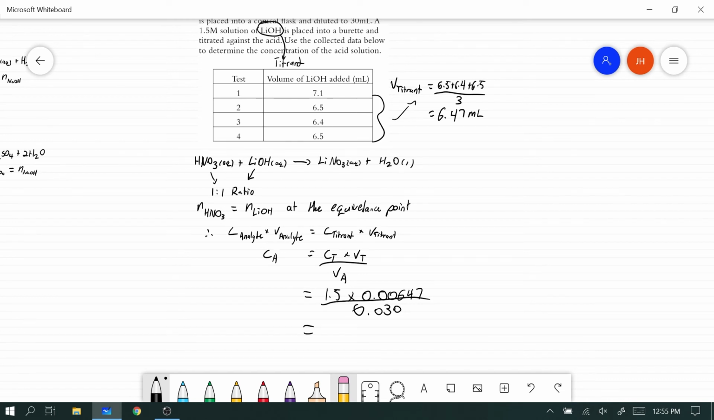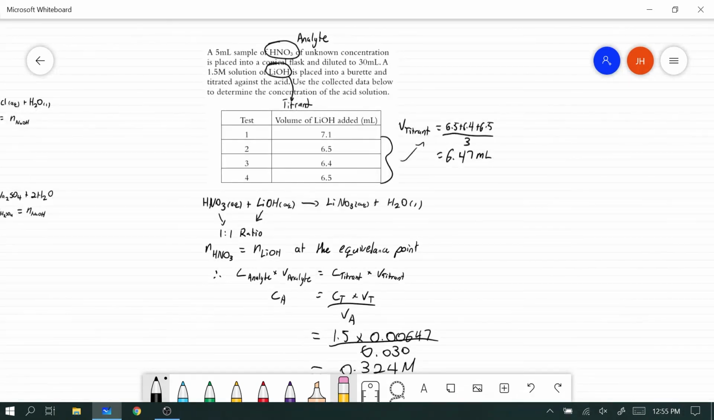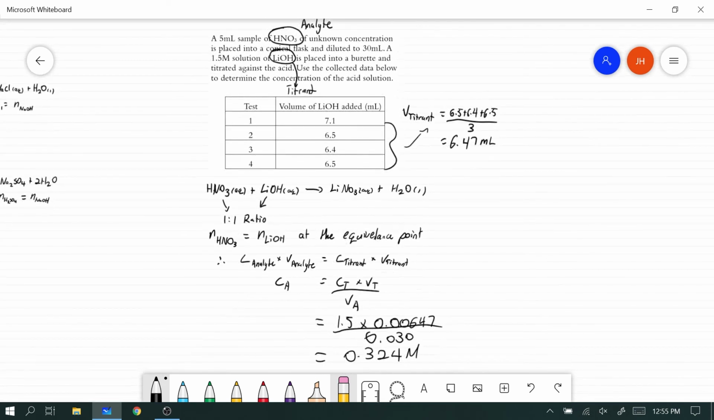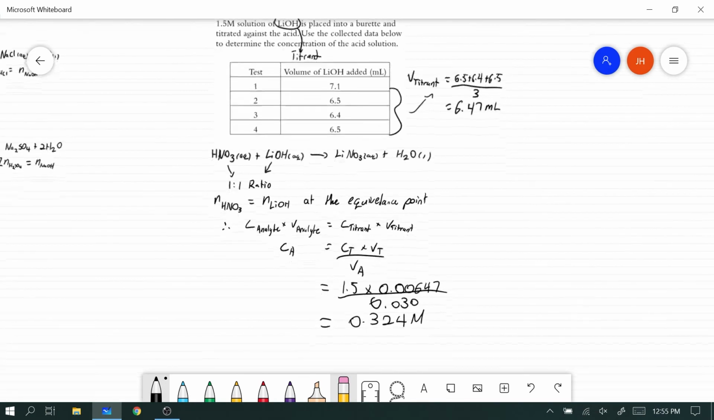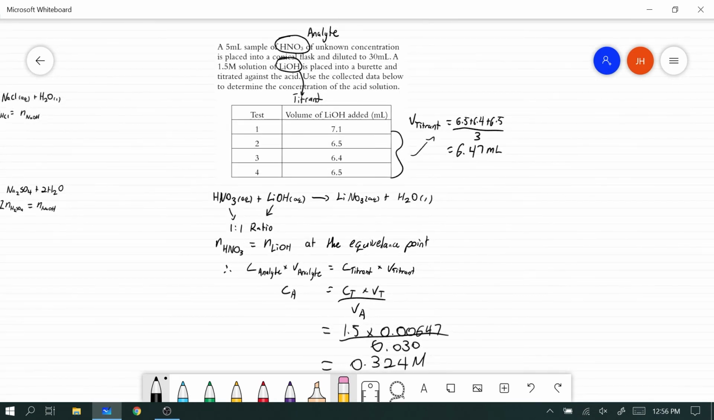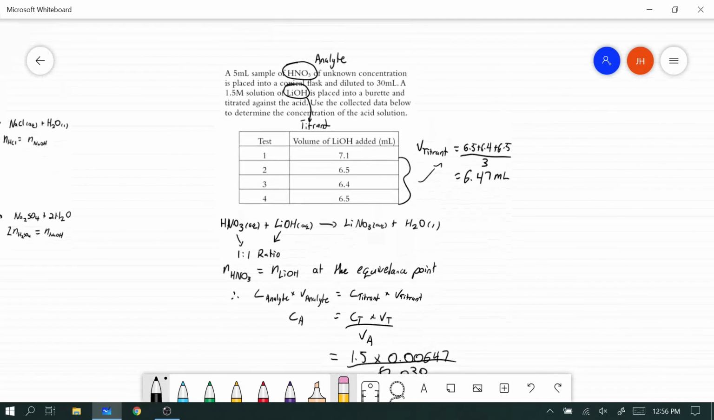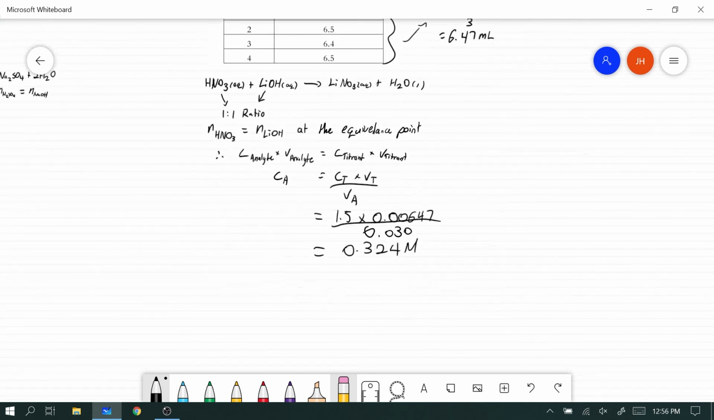Putting all of that into our calculator, we find that the concentration is equal to 0.324 moles per litre. But this is not the concentration of the original solution. This is a diluted concentration. So we're going to have to do a quick calculation to figure out what the original concentration was before it was diluted to 30 mils. In the flask, at all times, the number of moles of nitric acid was always equal to the number of moles of nitric acid once it was diluted. So both the sample and the diluted sample are the same. So N of sample is equal to N of diluted sample.